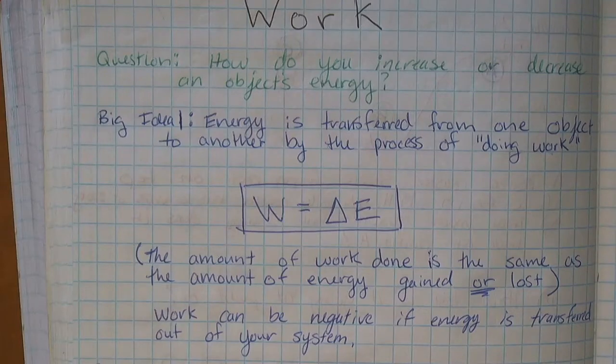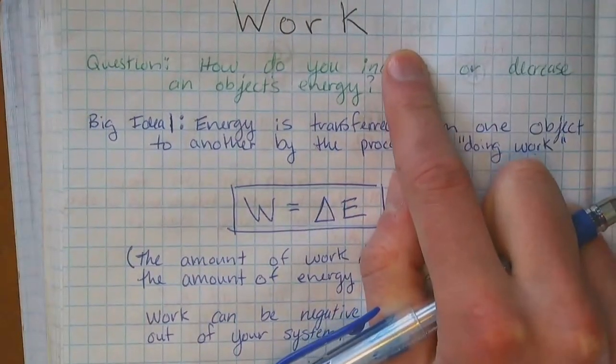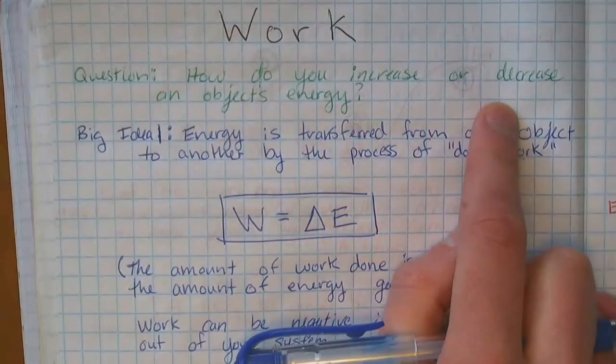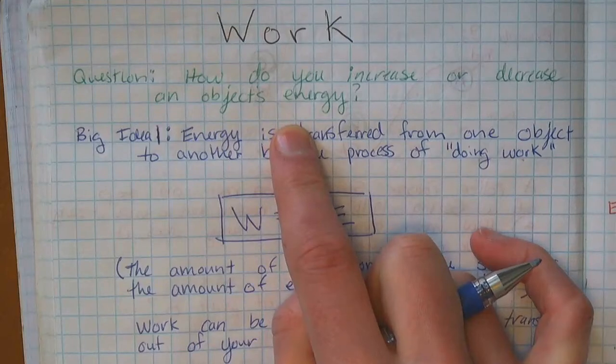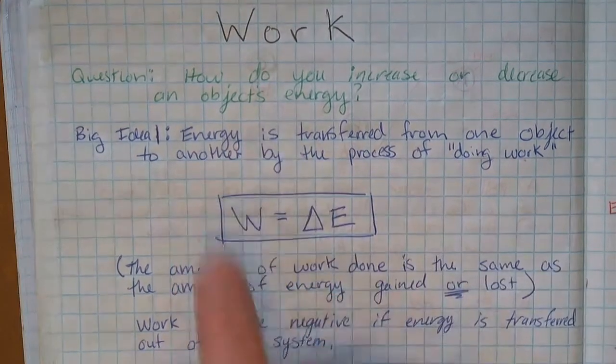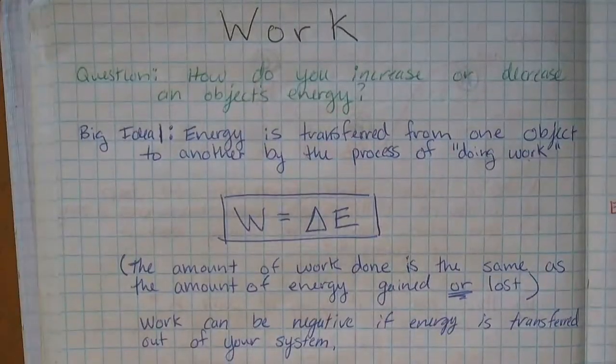All right. Hello. In this video, we're going to be looking at the physics journal, which is about work. So the guiding question here is how do you increase or decrease an object's energy? And we got two big ideas here, so that's a little different.